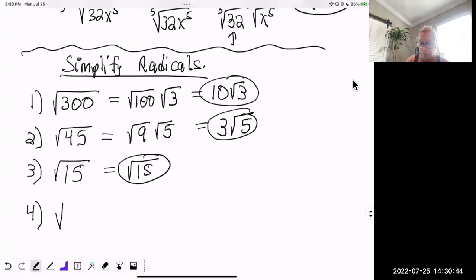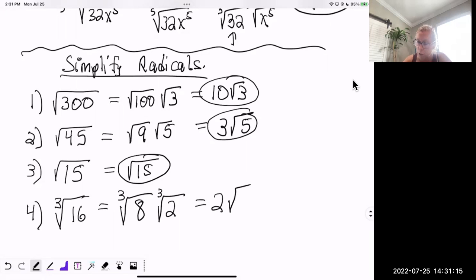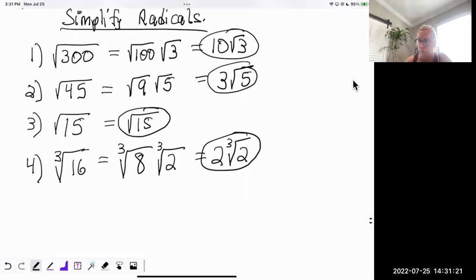Now let's look at a cube. Cube root of 16. Cube roots are harder because you have to think of a number that multiplies by itself 3 times. So you can't be thinking 4, because there is no number that multiplies 3 times to be 4. But if you're thinking 8, you're good. Cube root of 8 times the cube root of 2, because 2 times 2 times 2 is 8. So it would be 2 cube root of 2. And don't forget the cube.